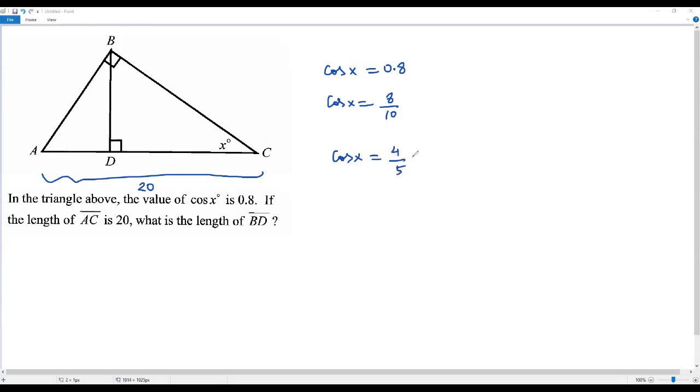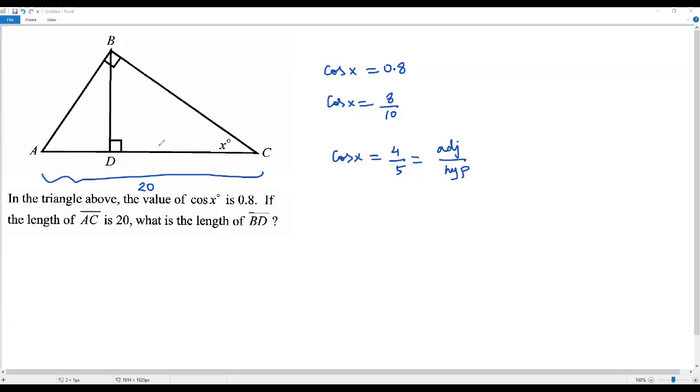So according to SOH CAH TOA, we have cosine x equals adjacent over hypotenuse. Let me write it out here. So the number corresponding to the adjacent side is 4 and the number corresponding to the hypotenuse is 5. Here, considering this x degree as the angle measure, in this right triangle BDC, the side BD, which is opposite to x degree, is called opposite. And this is the hypotenuse BC because it's opposite to the right angle. And the third side DC is called the adjacent side.